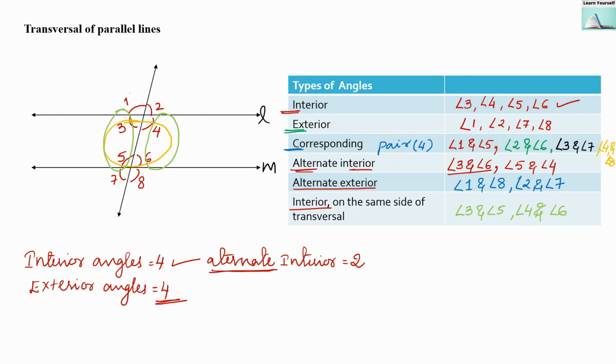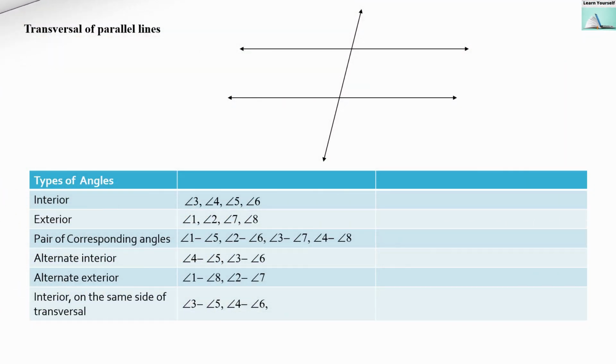Now let us understand what all angles are equal and what all angles are supplementary. Now let us see the properties of the angles, that what all angles are equal and what all angles are supplementary. So here let us name them: angle 1, angle 2, angle 3, 4, 5, 6, 7 and 8. Now interior angles and exterior angles, there are no properties for that.